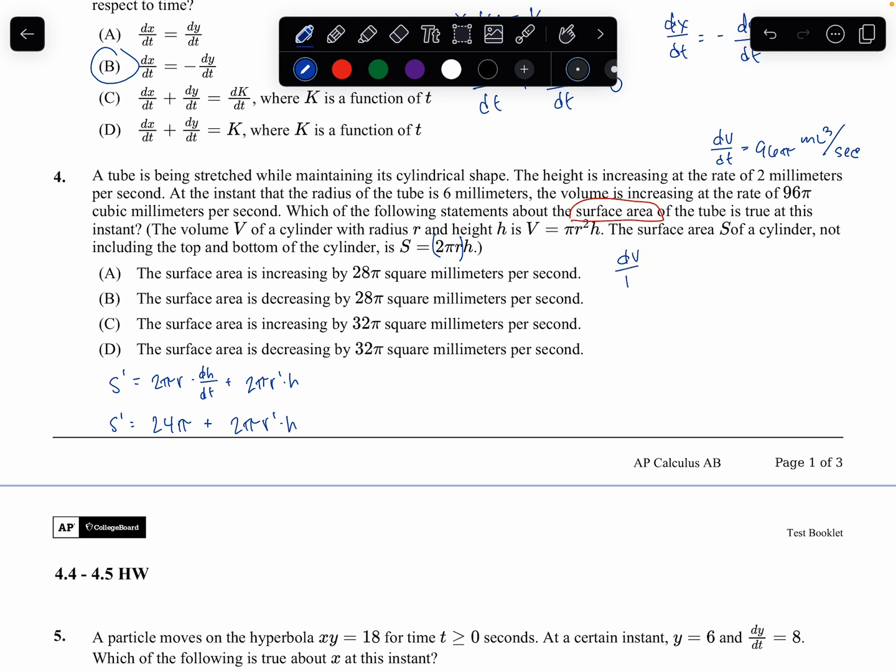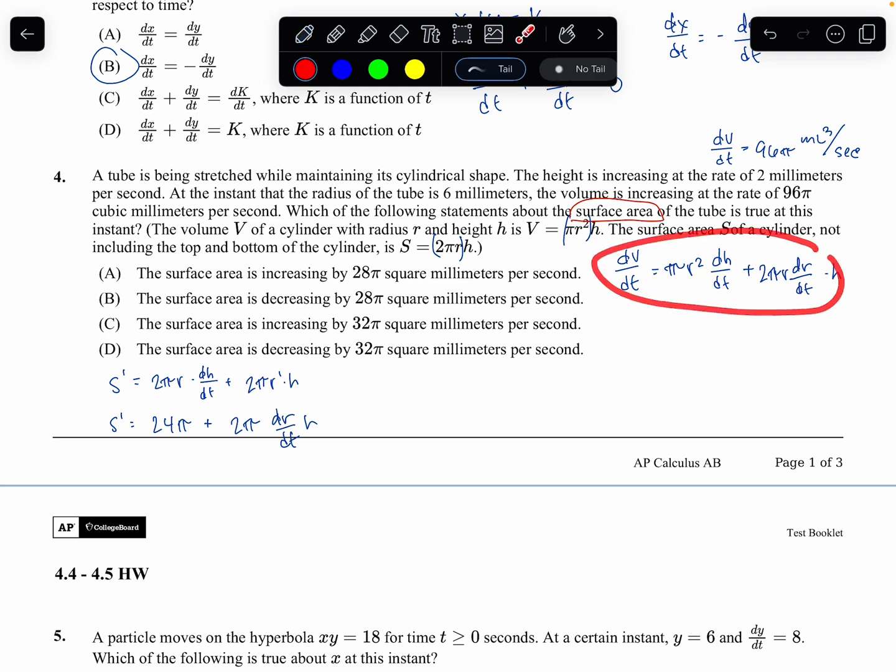So dV/dt, again, I'm going to need to use the product rule. So it's going to be the first times dh/dt plus the derivative of the first, which would be 2 pi r dr/dt, times h. Man, I need to be more consistent. I'm going to go back over here and change this to dr/dt. So dr/dt times h. Okay, so now let's go ahead and plug in values that I know.